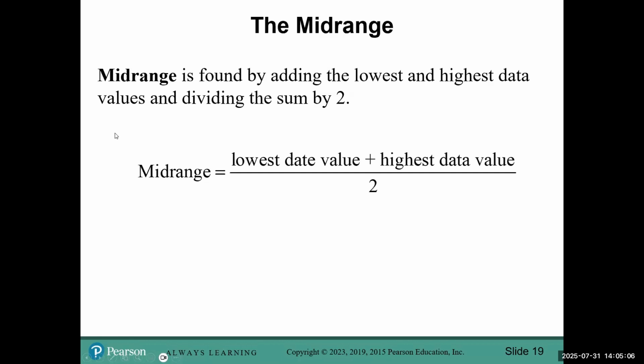We also sometimes talk about the mid-range. So what is the middle of the high and the low values? For the mid-range, all you do is figure out the lowest data value, that should be data, not date, and the highest data value, add them, and divide by 2. It's just the average of the lowest value and the highest value.